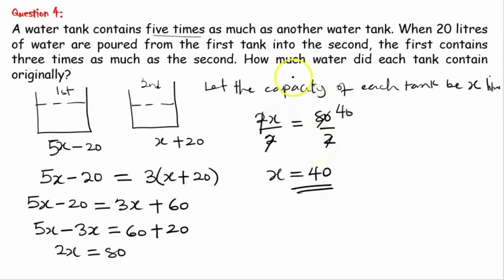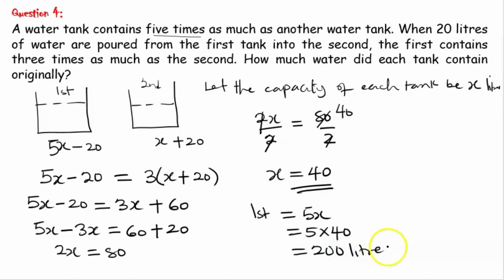So the question is asking how much water did each tank contain originally. So the first tank, in other words, before they subtracted 20 liters from the first and added 20 liters to the second. So they want to know the capacity they were containing. For the first, we actually have it to be 5x, which is 5 times 40, and that's going to give us 200 liters.